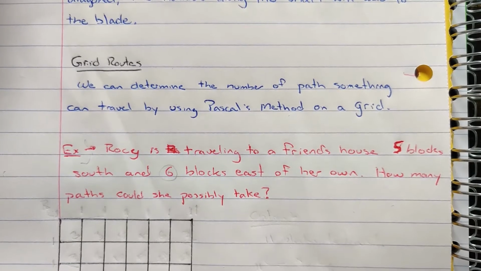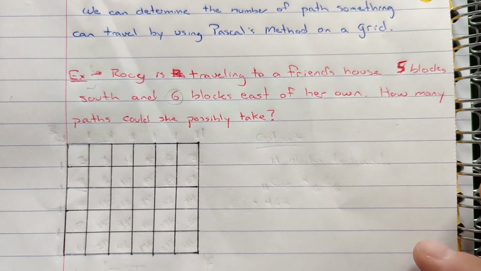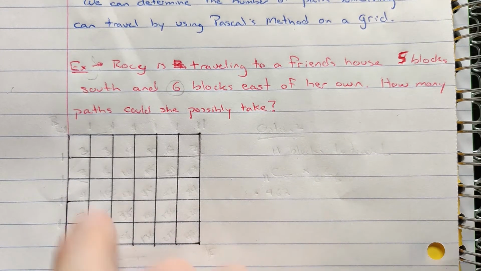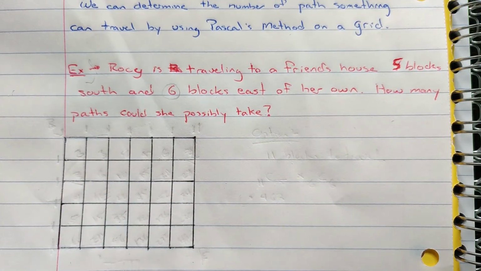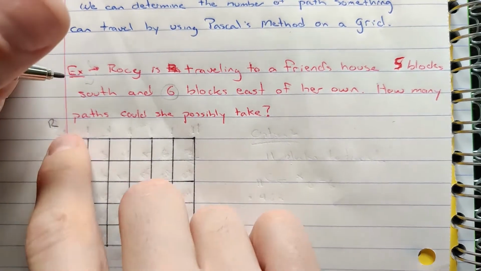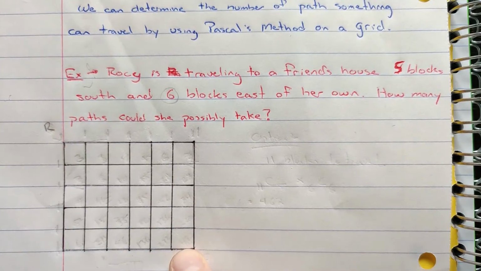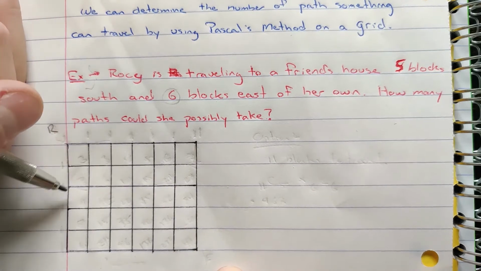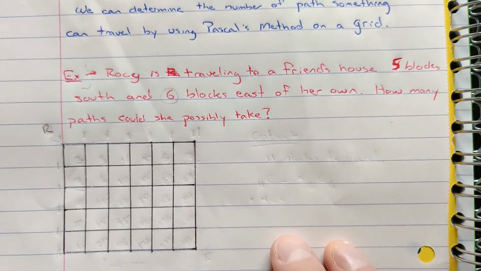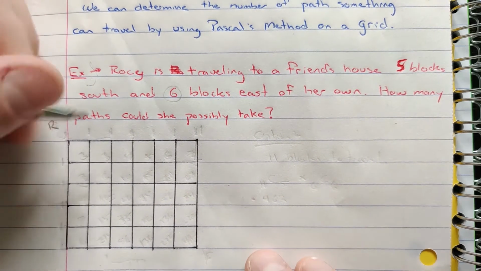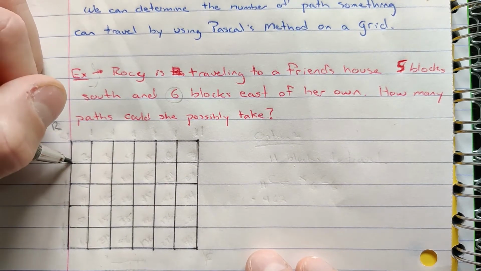Now this method of Pascal's can be used to find grid routes, or the number of paths. If we're given a grid, we can follow along that grid and follow the paths, and use Pascal's method to tally that up. So in the example here, Royce is traveling to a friend's house. We have Royce's house up here, and she's traveling 5 blocks south and 6 blocks east. Notice I got 1, 2, 3, 4, 5, 6 points south.